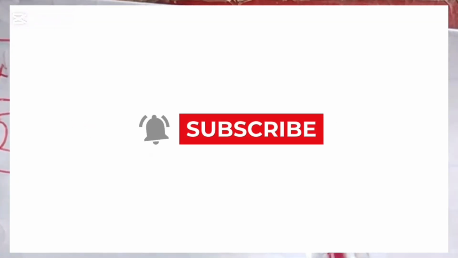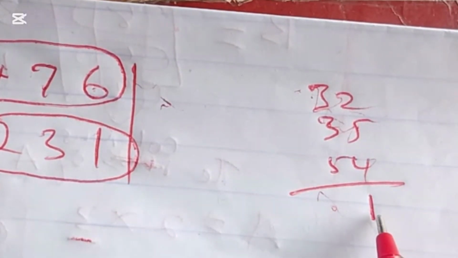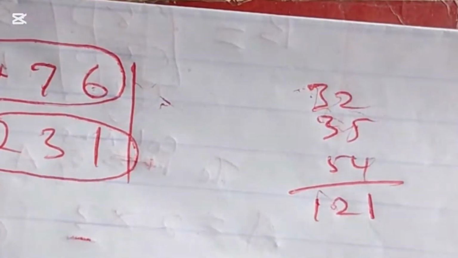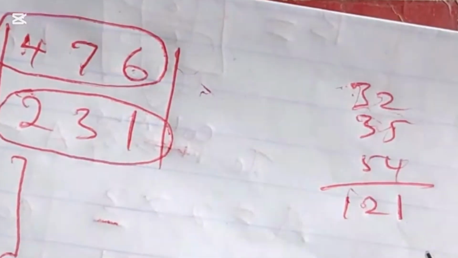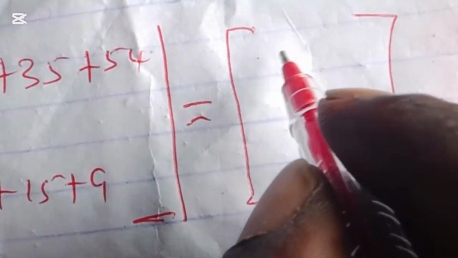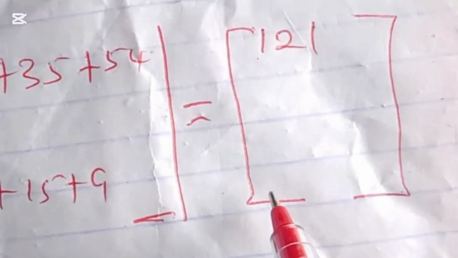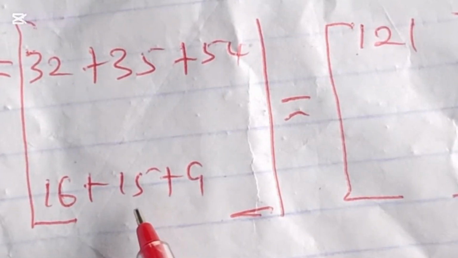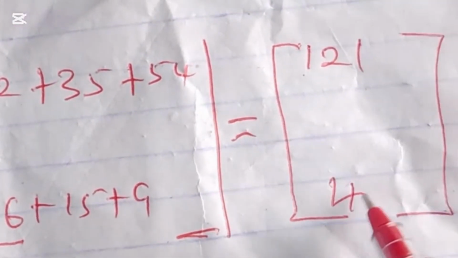Adding these, you're going to get 121. And adding the second row, 16 plus 15 plus 9, you're going to get 40.